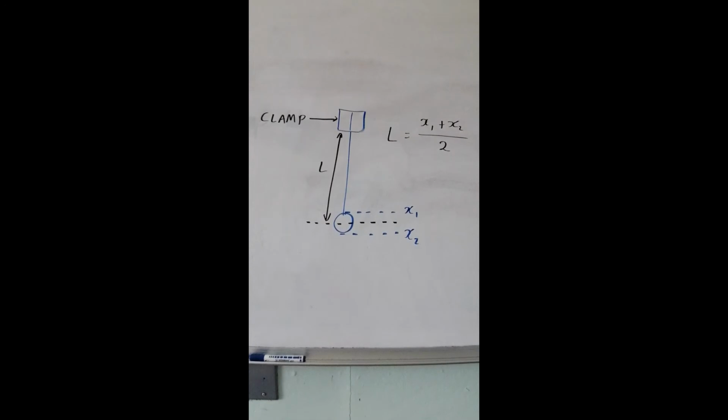Another way to determine the length L of the string is to measure from the point of suspension to the top of the bob, which is called X1. Also measure from the point of suspension to the bottom of the bob, which is X2. In order to find L, the length from this point of suspension to the center of mass of the pendulum bob, you use the formula L equals (X1 + X2) divided by 2. This will give you the length from the point of suspension to the center of mass of the bob.